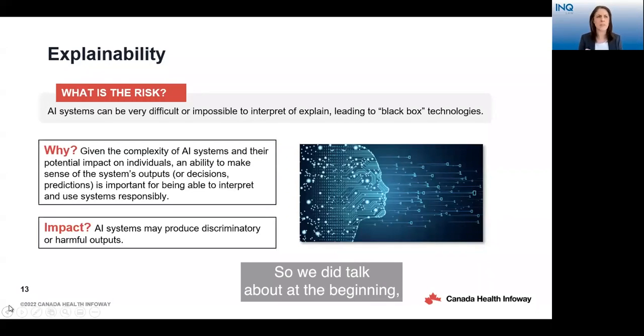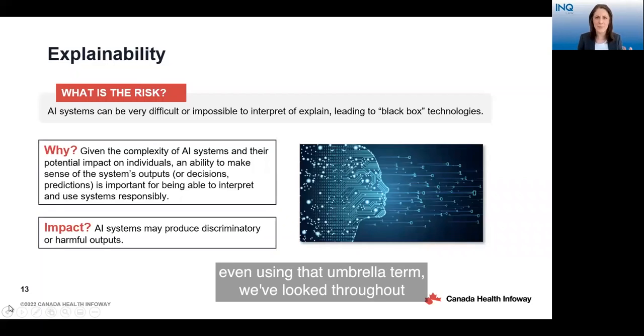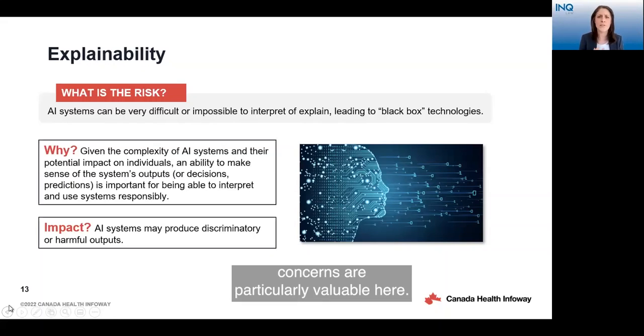So we did talk about at the beginning, module 1, the fact that artificial intelligence was being used not only in administrative functions to promote systemic efficiencies, but also in clinical functions. So potentially to support clinical decision making or facilitate a better patient outcome. And so when we take that in context and we unpack what it means to be an AI system, even using that umbrella term, we've looked throughout the toolkit at the importance of your data analysis. And I thought Janet's summary of some of the privacy concerns are particularly valuable here.